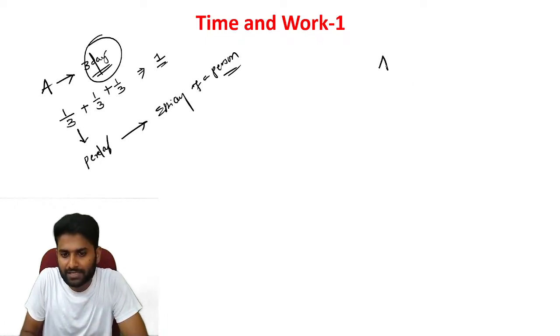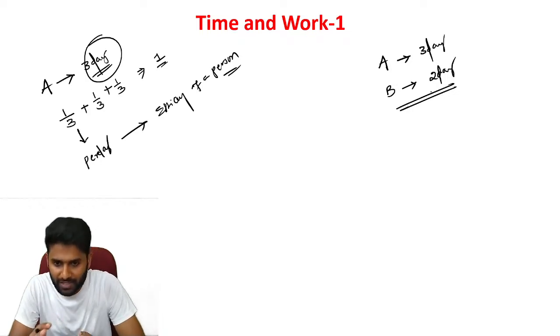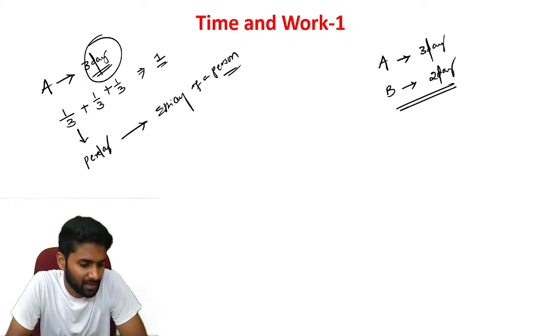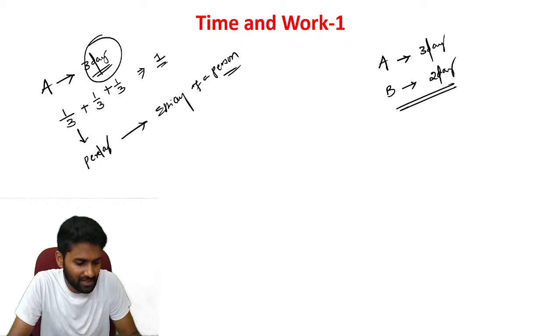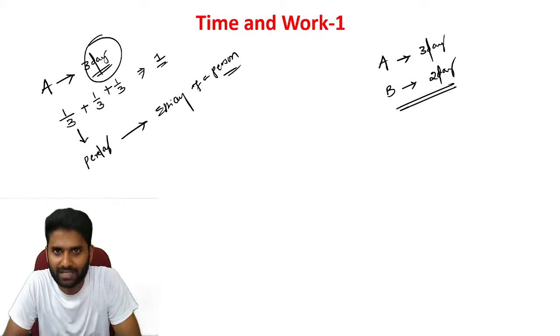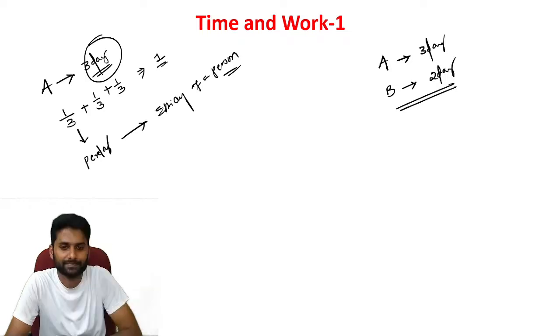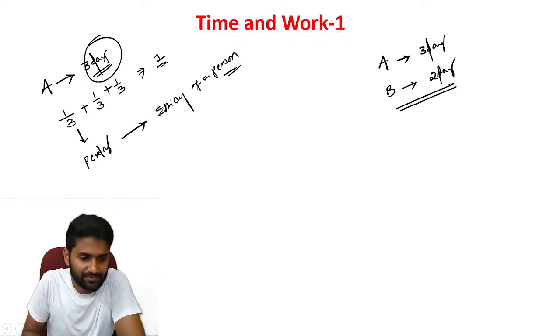Let me take one comparison. A can complete the work in 3 days and B can complete the work in 2 days. Now tell me, out of these two persons, who is the most efficient in this work? A takes 3 days and B takes 2 days. Who is the most efficient person in this particular work? Yes, why? Because see here, B is the most efficient.